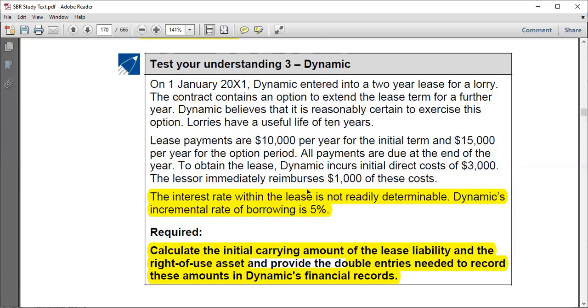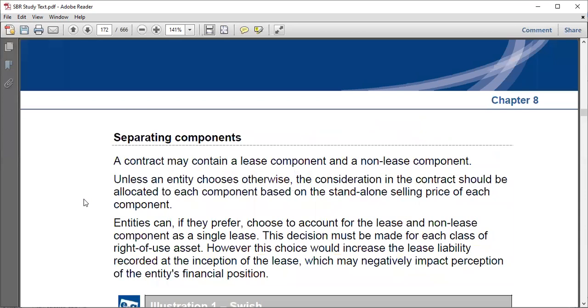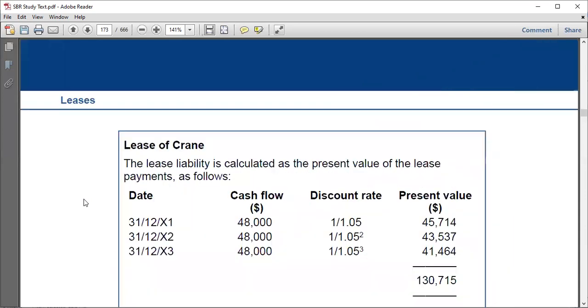Okay, we are told that there is no rate implicit in the lease, but we are given the incremental borrowing rate. We said that if you do not have the rate implicit in the lease, you have to use the incremental borrowing rate. So yesterday the question just required us to determine the initial carrying amount for the lease liability and right of use asset. But right now we need to go further. So you can just go to that question.